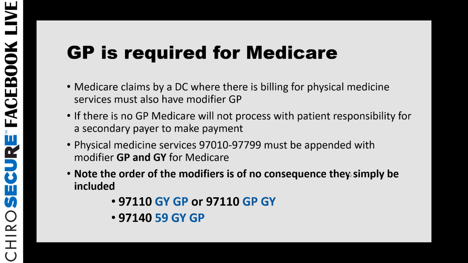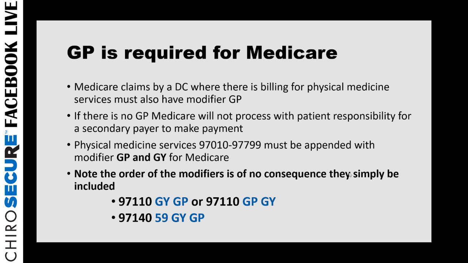The order of the modifiers doesn't matter. If you put GY first or GP first, it does not matter to Medicare. They just simply must appear. But there can be some instances, for instance, at the code 97140 manual therapy, you'll notice this one has three modifiers, 59, GY, and GP.